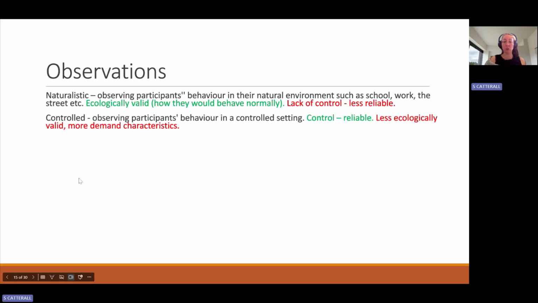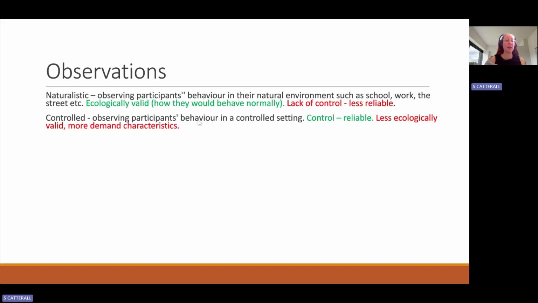Then we've got the opposite, which is a controlled observation. In a controlled setting, you've got people to come to your lab and you see what they do. So you're not manipulating anything, you're just seeing what the behaviour is. So for example, you might have some children come into your lab, you've set it up like a nursery, and you're having a look at how they play with each other. That would be an observation. Very controlled, we can replicate it really easily, get consistent results, so it's reliable.